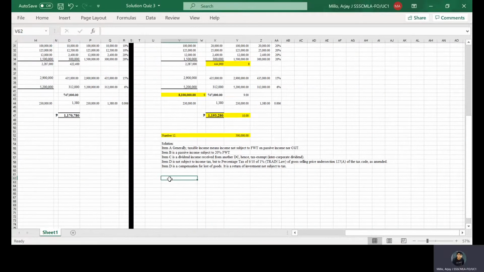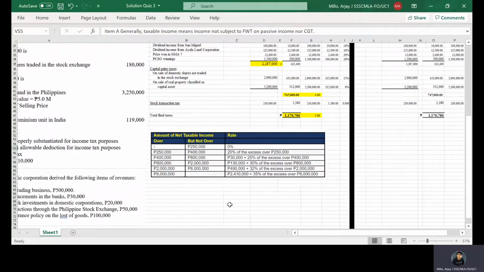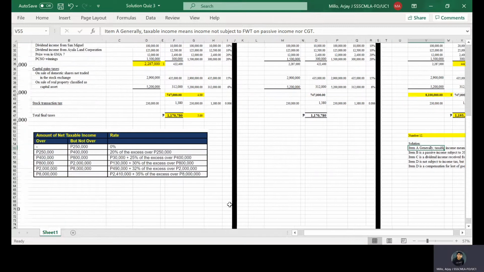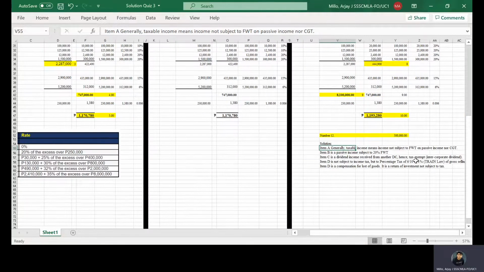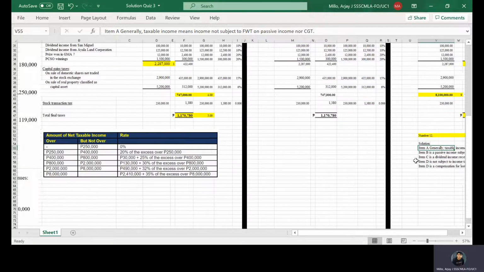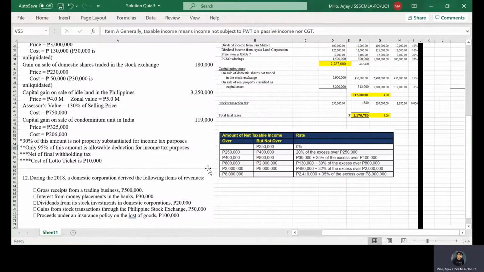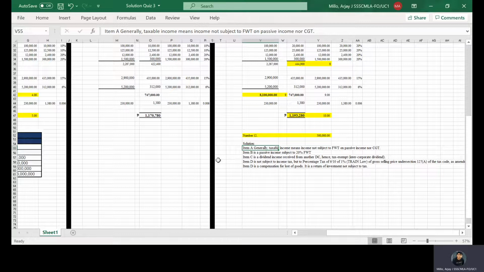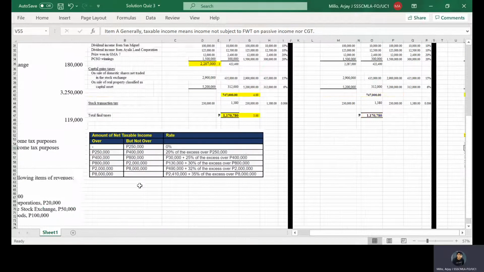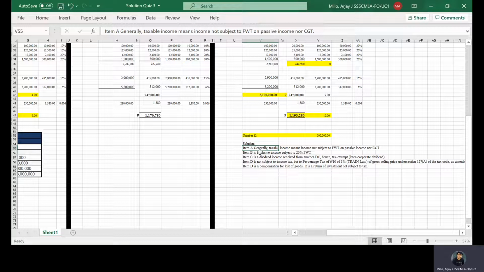So this is the solution. For item A, generally taxable income means not subject to final withholding tax on passive income nor CGT. So item A, the gross receipts, yes, it is included, since that's from business, from trading or the normal operation. Next item, interest from money placements in the banks. Since it is a domestic corporation and it is passive income, it is subject to final withholding tax. So item B is not reportable.